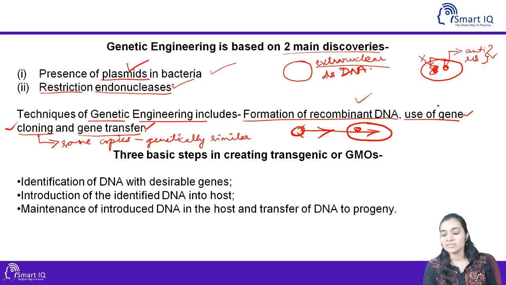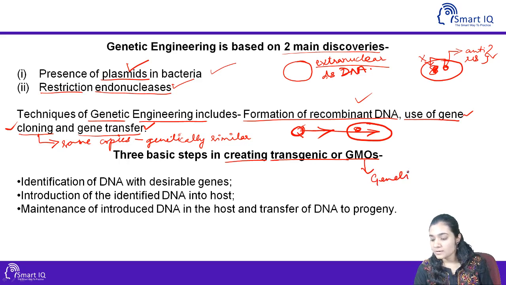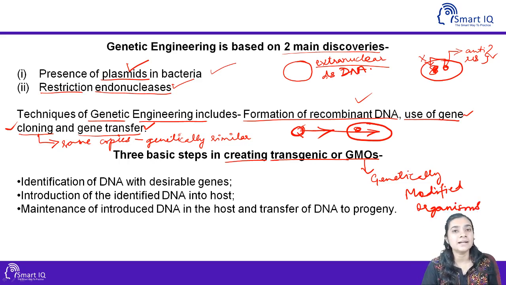Now there are three basic steps in creating transgenic organisms or GMOs. Now what is GMO? GMO is genetically modified organisms. So these are not natural organisms that are found in nature. We are going to take a natural organism and inculcate in it the properties that we want it to produce or have. Okay, so GMOs are nothing but genetically modified organisms, but there are only three basic steps that need to be taken care of in order to produce a successful transgenic organism.